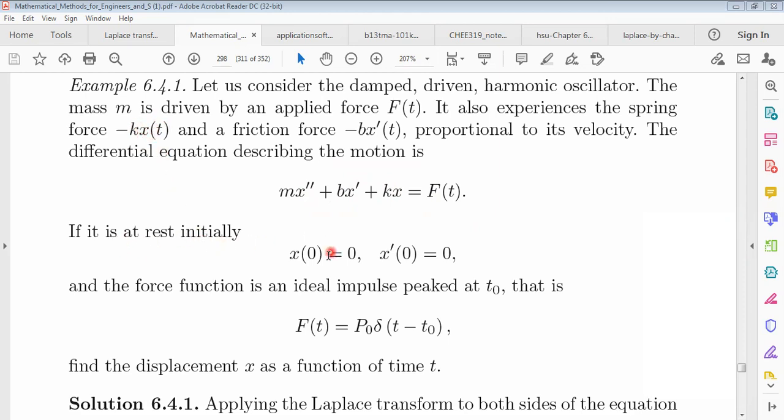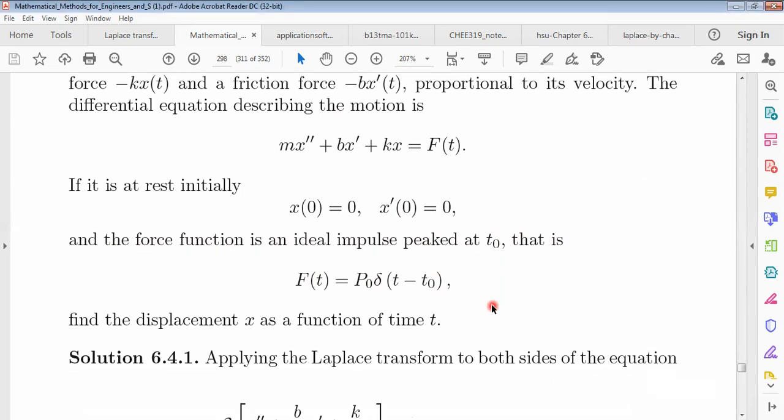So if it is at rest initially, when t equals to 0, then x equals to what? No displacement. Okay. When t equals to 0, x equals 0. At t equals to 0, dx by dt, the first derivative of x with respect to t, is 0. That means velocity will be 0 at time t equals to 0. And the force function of an ideal impulse peaked at t equals to t naught, that is f of t will be p naught delta t minus t naught. Now we have to find out the displacement x as a function of time t.